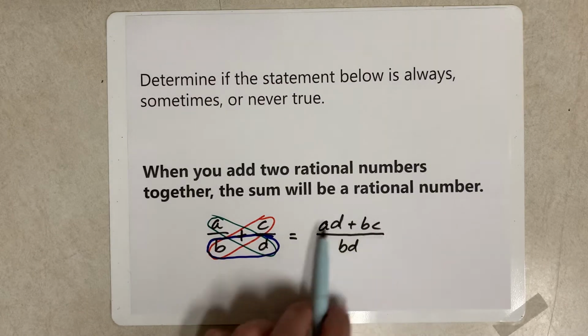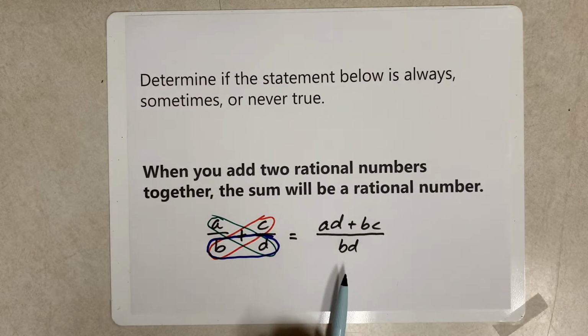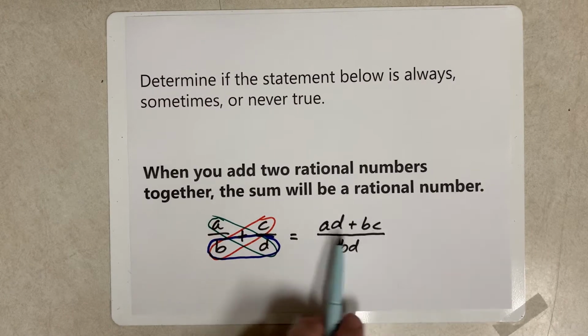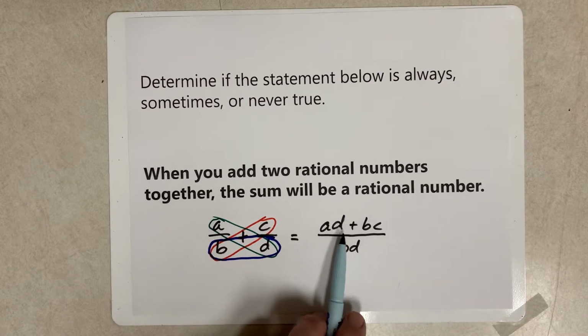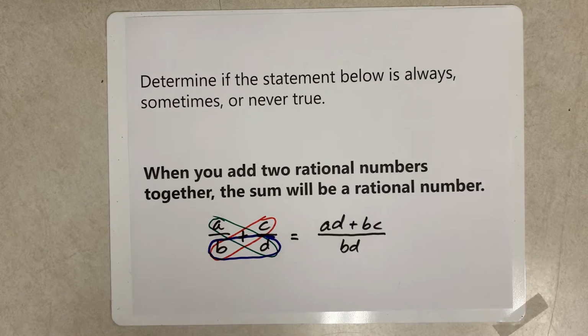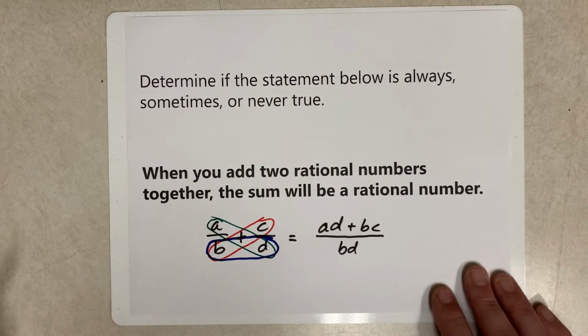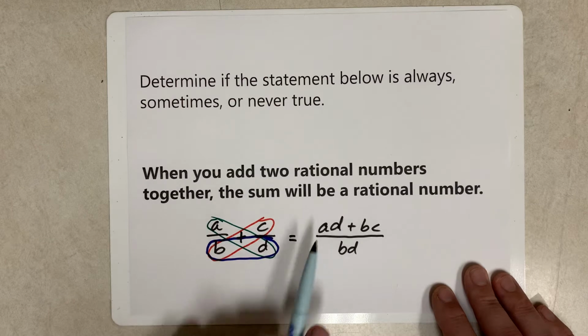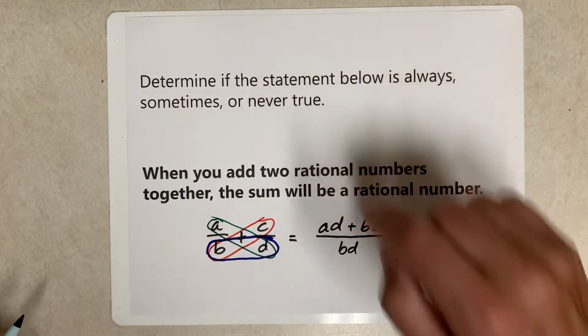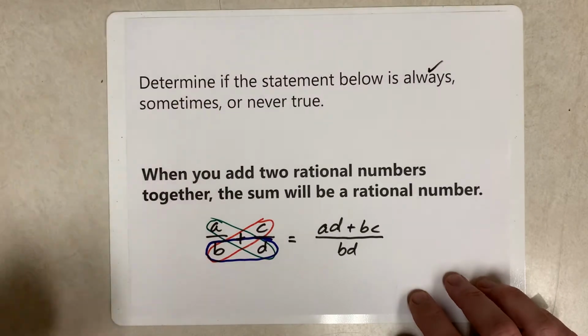Well, if you look at this, that is in the form of a rational number. B and D weren't zero to begin with, so they're not going to be zero at the end. And then A, D, B, and C, those are all integers. If you multiply these together and then add them together, you're going to get another integer. So if you add two rational numbers together, the sum will be a rational number. This is definitely in the form of a rational number. And so the answer to this one, always, sometimes, or never, is going to be always.